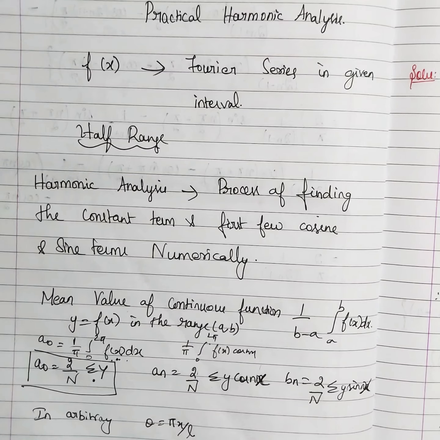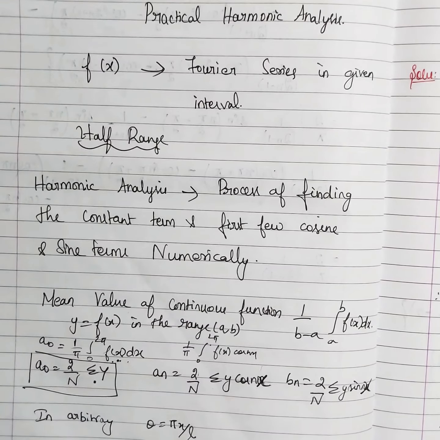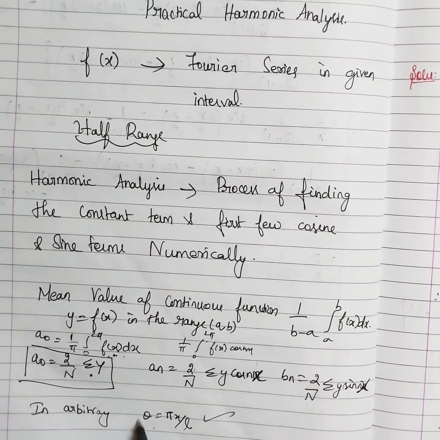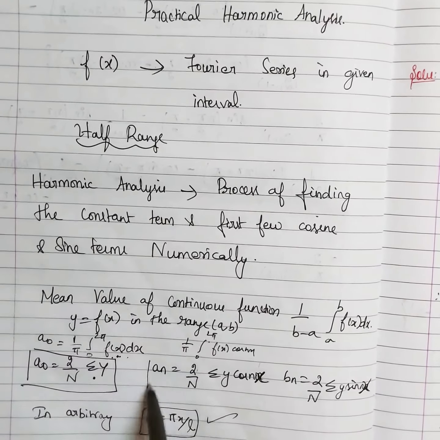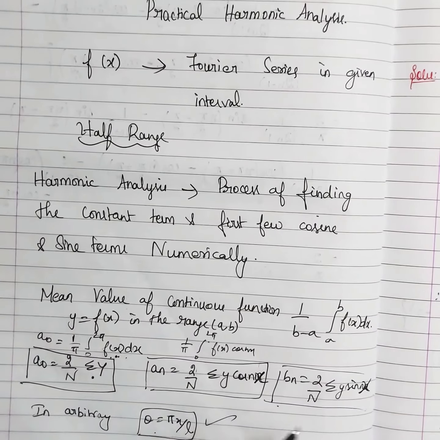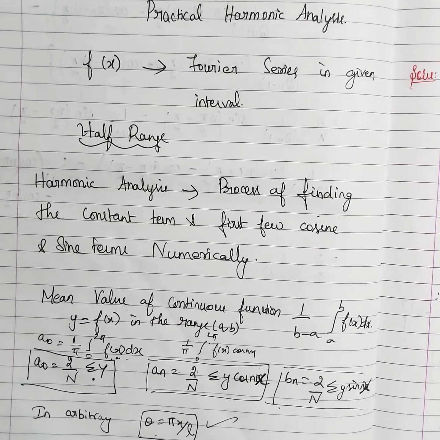So again there is nothing new. The integration we changed it to a numerical version, which is nothing but the summation by using mean value of a continuous function. So here also we have arbitrary period. In case of arbitrary period, same formula, just you are going to change theta as pi x by l. Keep only these things in mind. So what is a naught, what is an, and what is bn? And for arbitrary, theta is nothing but pi x by l.